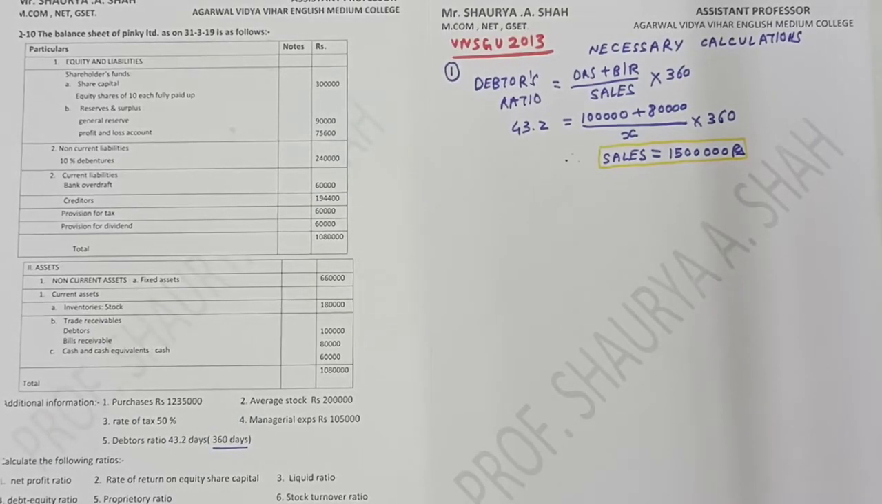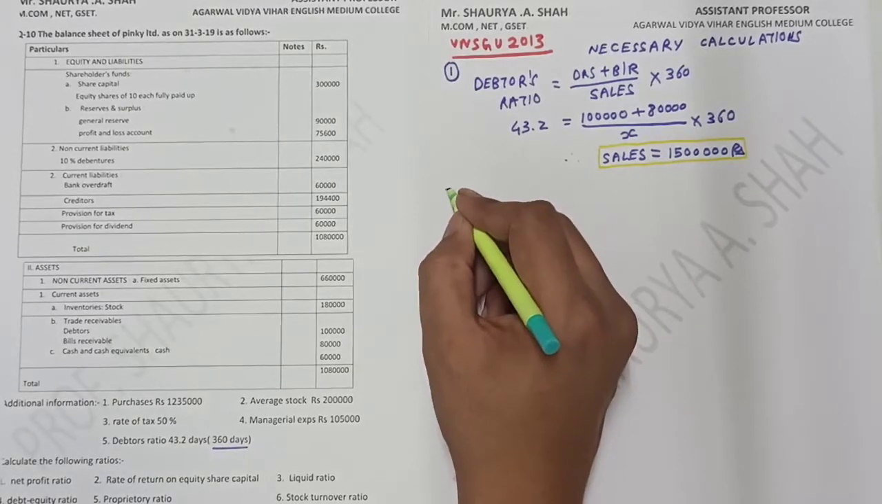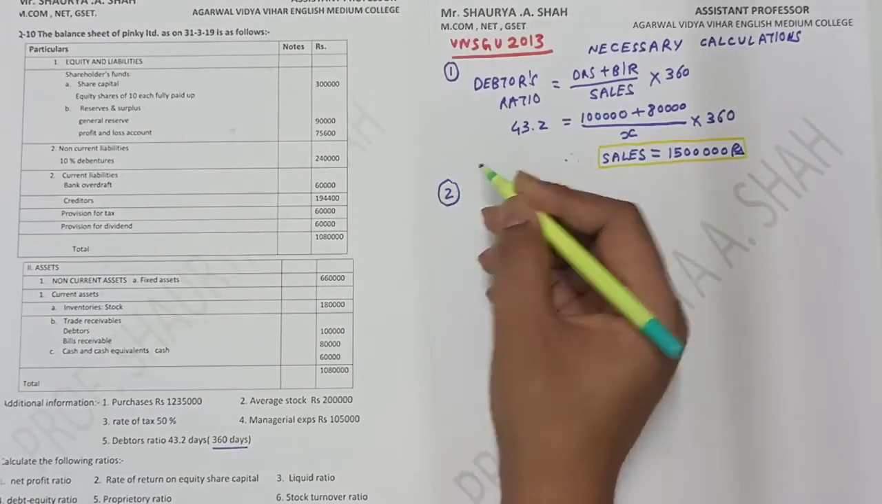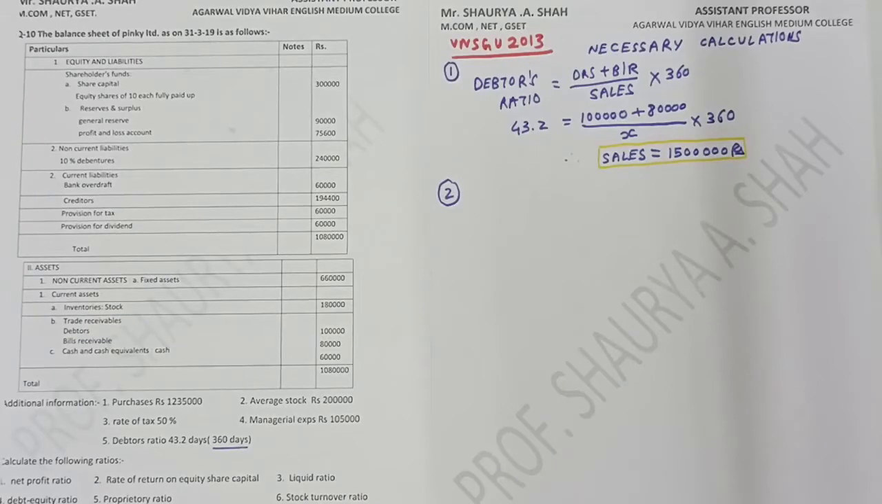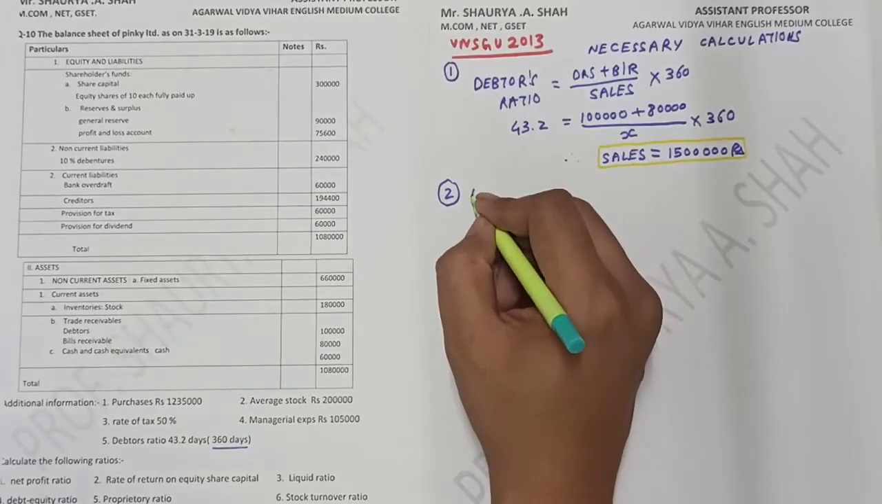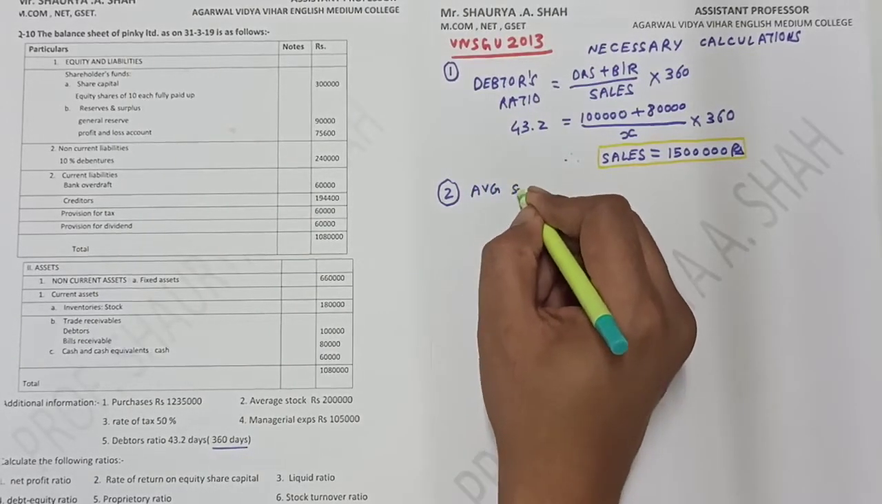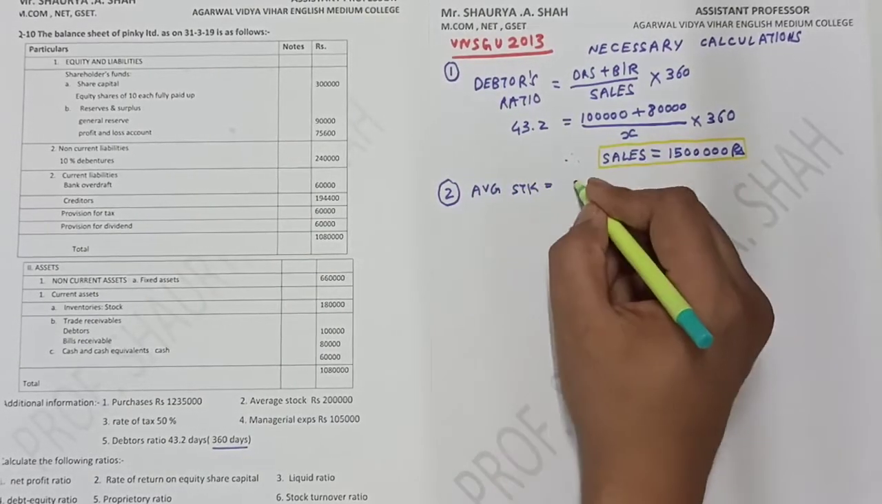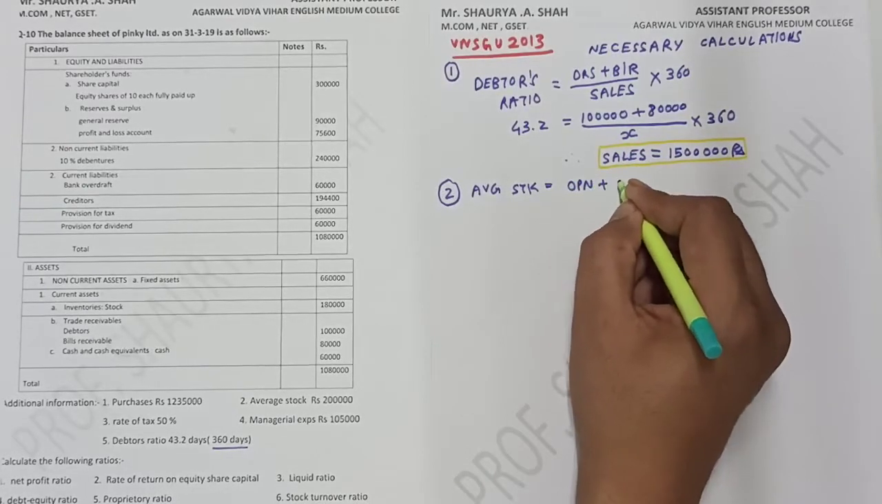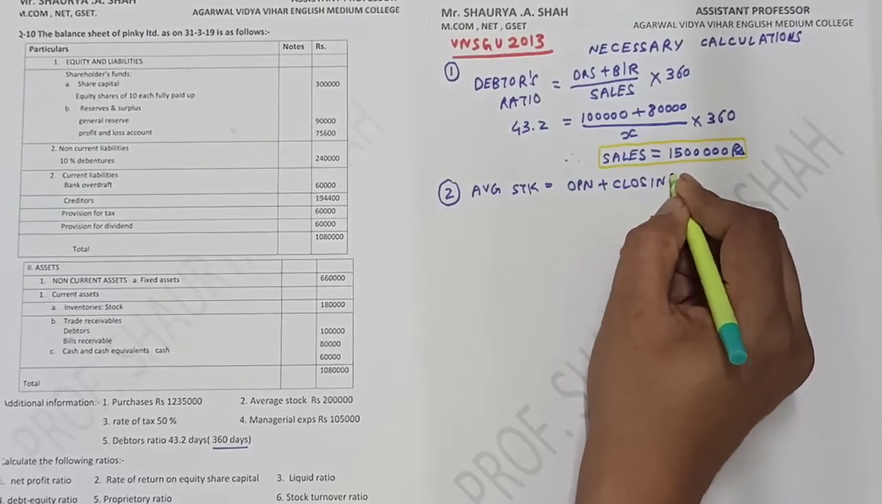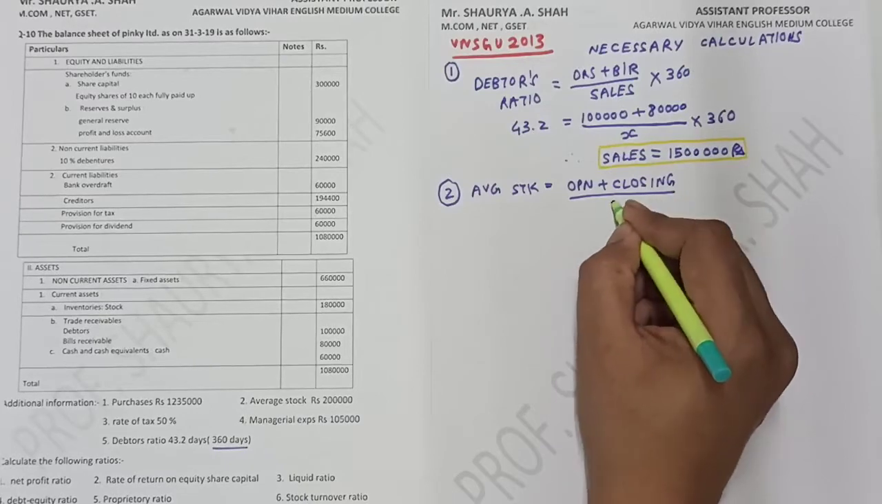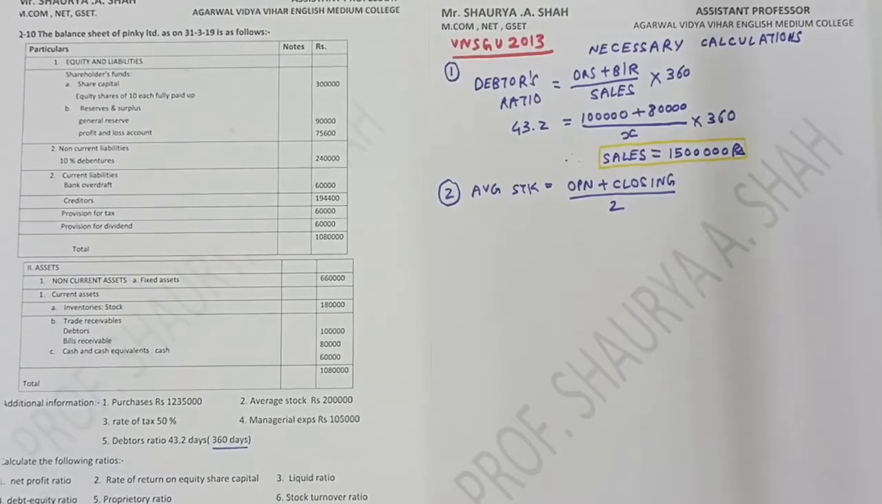Fine. Now students, the second thing, as I told you, you have been given average stock. So whenever stock turnover ratio is asked, you need to find out the cost of goods sold also. For that you require opening stock, right? So I'll find out the opening stock, which is missing. Average stock is equal to opening plus closing stock divided by 2, right?